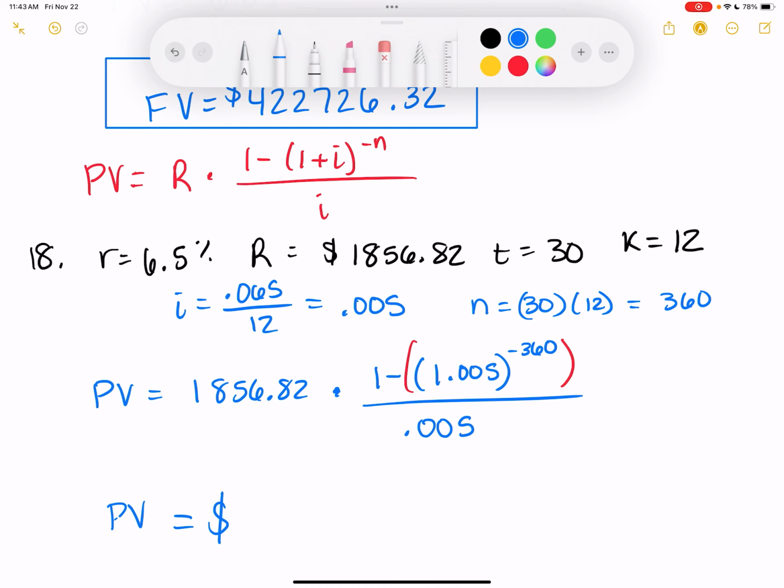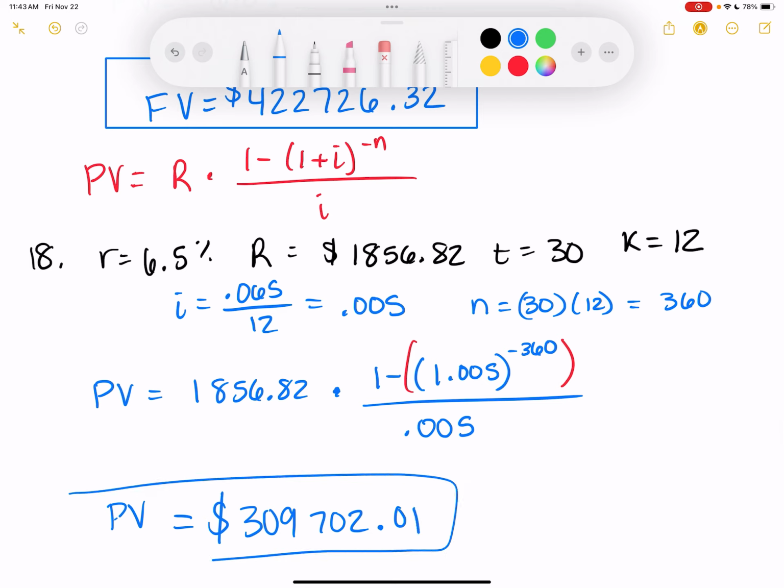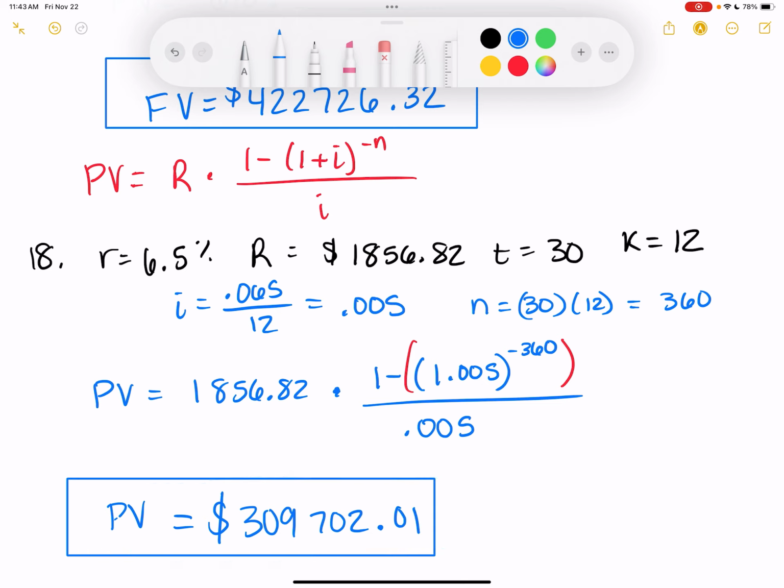Do we have an answer? I got 309,702 and 1 cent. Everyone get that? Something close to that. All right. Any questions on any of this?